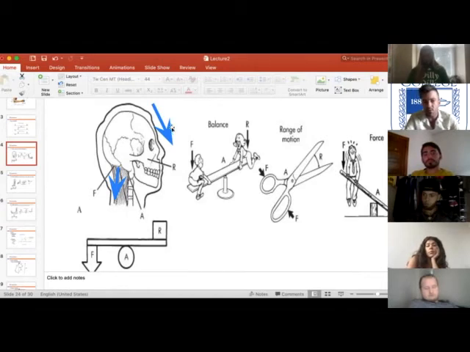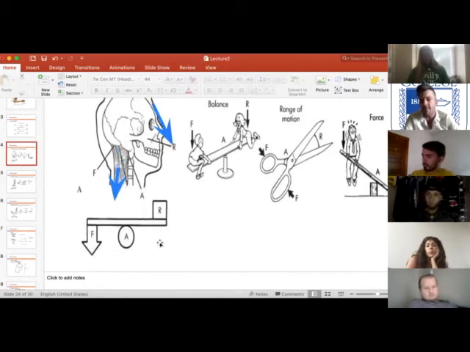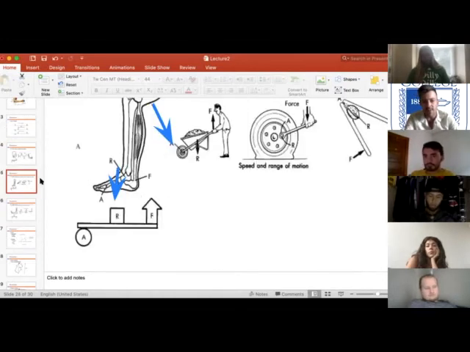But the reason why you don't necessarily have to think too much about how your head is balancing on your shoulders is because the structure of your body creates a first class lever system, and the benefit of a first class lever system is balance. All right, now there's other types of lever systems.